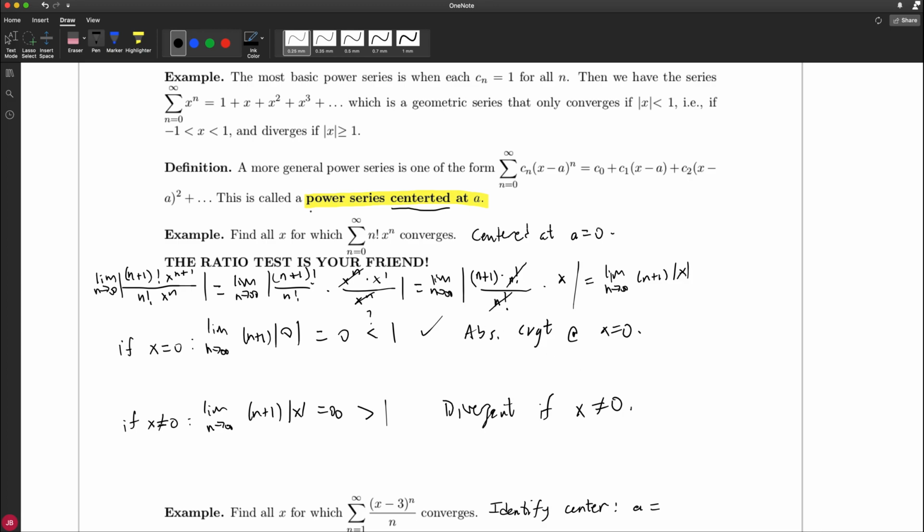And so you see here, to find all x for which the sum of n factorial times x to the n converges, well, it only converges for literally one x value, namely x equals 0. And so a remark I want to make here, well, what is x equals 0? That's actually the center of the power series. So at the very least, every power series will converge at their center, but it may happen, like in this example, that there are no other x values for which the power series converges.